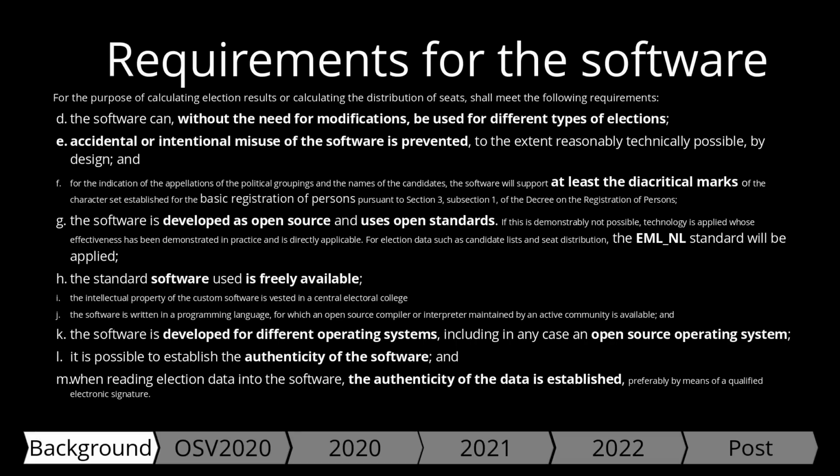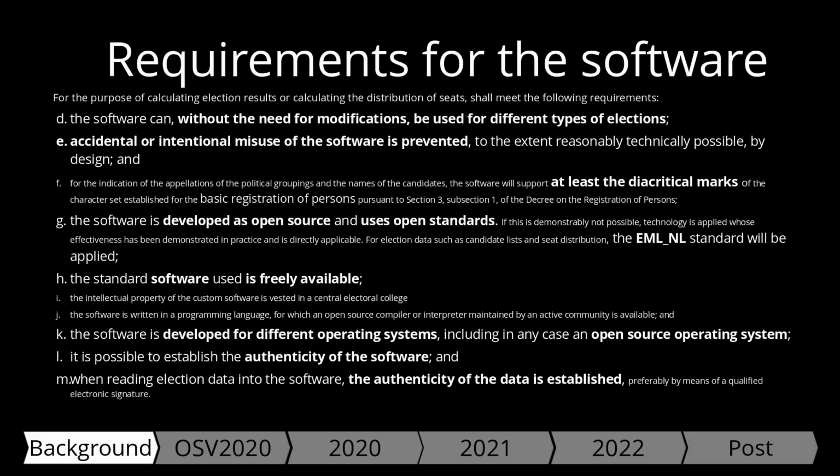But the ban of the voting machines in 2009 created the desire to at least create some voting software to help the municipalities count these votes. And this was called OSV, Ondersteunende Software Verkiezingen, or Election Supporting Software. It was created in 2009 and it was used for 10 years until 2019.